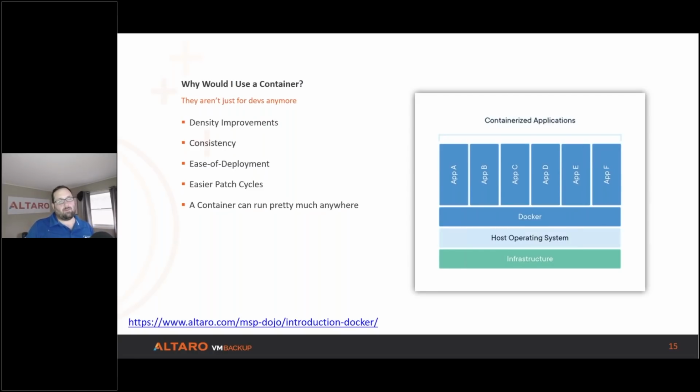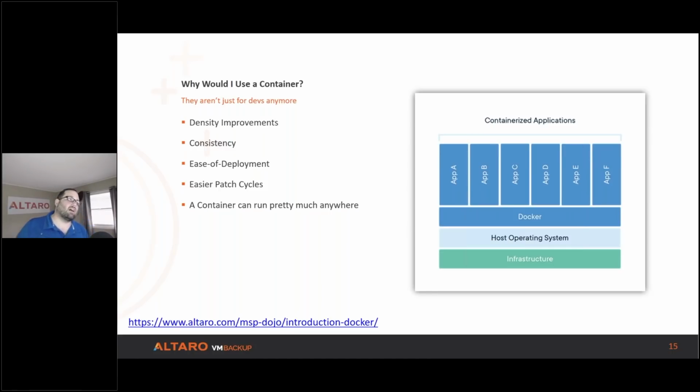As you can see in the right-hand picture here, a container is kind of like a VM. It's not a VM, but very similar in that it's an encapsulated image with just the application that you want to run. So in this case, you can see we've got our infrastructure at the bottom, our host operating system, then the Docker layer, which is the container engine, and then your different containerized applications on top of it. With Docker and containers, you download a container image and you use that image to deploy containers. And I get asked all the time, why would I use a container?